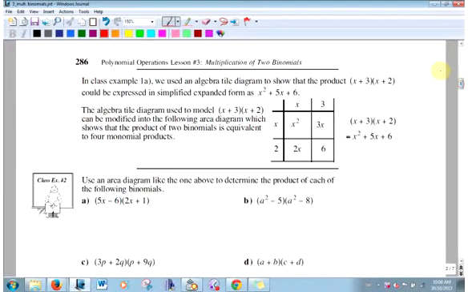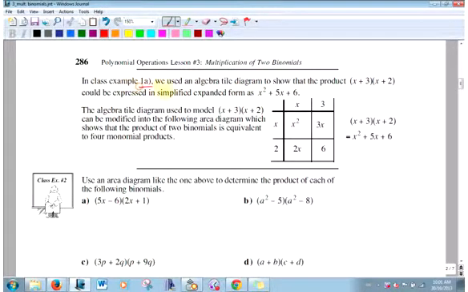Okay, that's one way to multiply a binomial times a binomial. It's usually not everyone's favorite way, but you can do it that way. I'm going to show you 3 more ways to do it. Okay? These are the ways you probably want to do them.